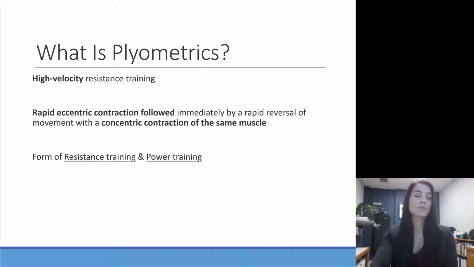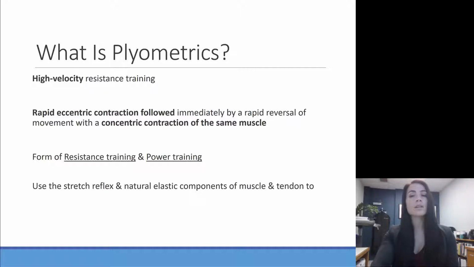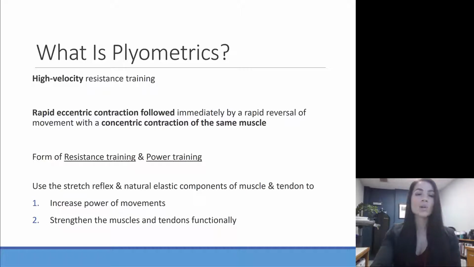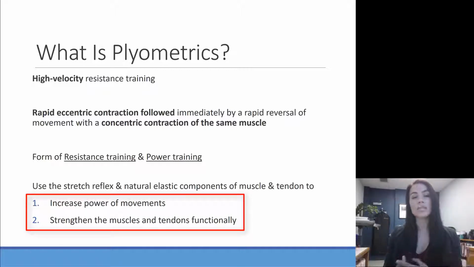So in essence, it's both a resistance and power training move or movements. And it includes the use of our stretch reflex and natural elastic components of our muscle and tendon. And we use these so that we can increase the power of our movements as well as strengthen the muscles and tendons functionally. So you're going to learn more about that stretch reflex and natural elastic components in a later part of this lecture series, but it's important to know that those two things are included in how we are able to actually engage in plyometric training.